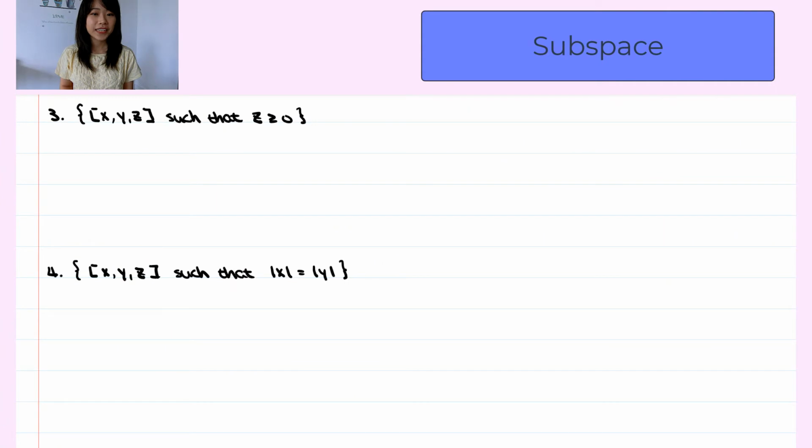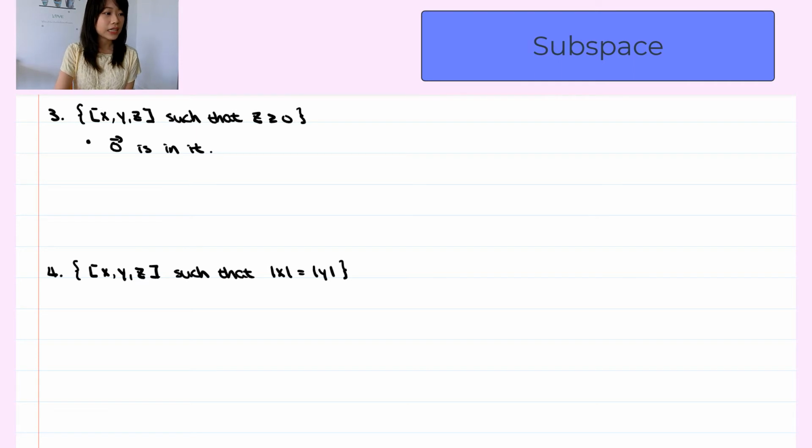Now let's look at the third example. Here the subset has 3 components. The condition is that the third component, c, is always greater than or equal to 0. Again, we are going to check all 3 conditions. First, is the zero vector in the subset? The answer is yes. The zero vector is in it, because when we have the zero vector, we have 0, 0, 0. It satisfies the condition that the third component is greater than or equal to 0.